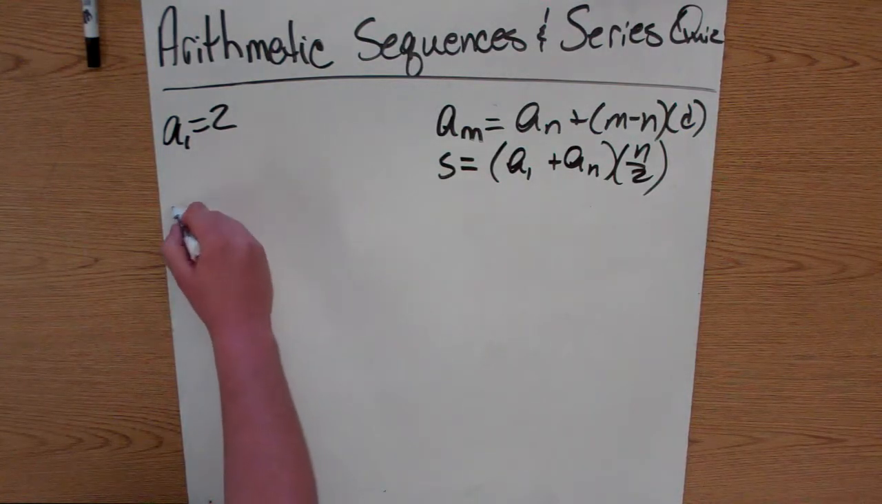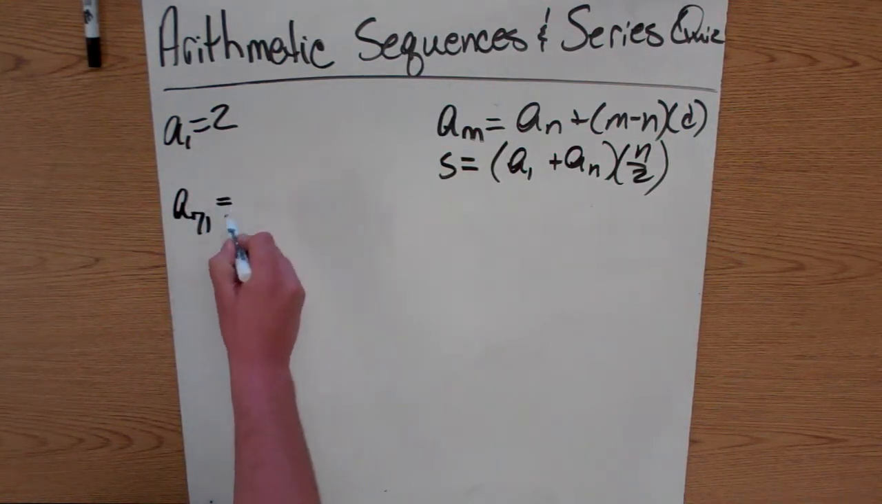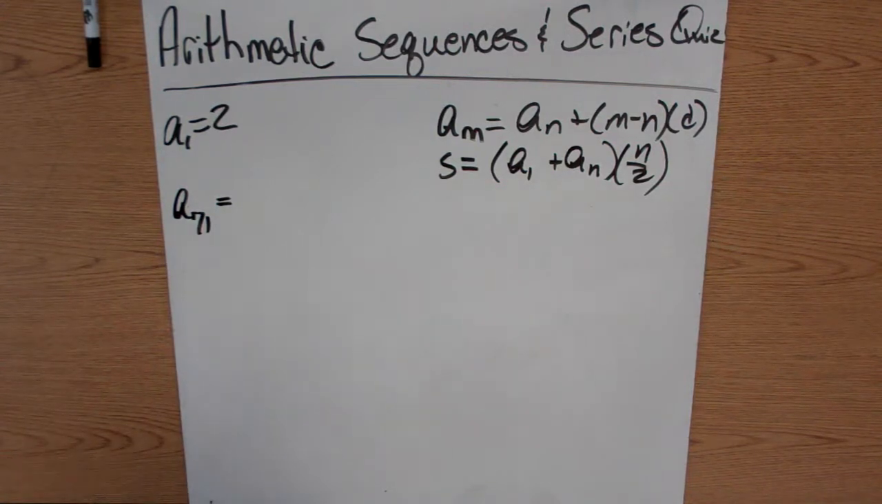All right, so now we want to find our last term. Well, that's our 71st term. All right, because remember, it's 71 terms. It's not saying from 2 to 71. It's the first 71 even positive numbers.